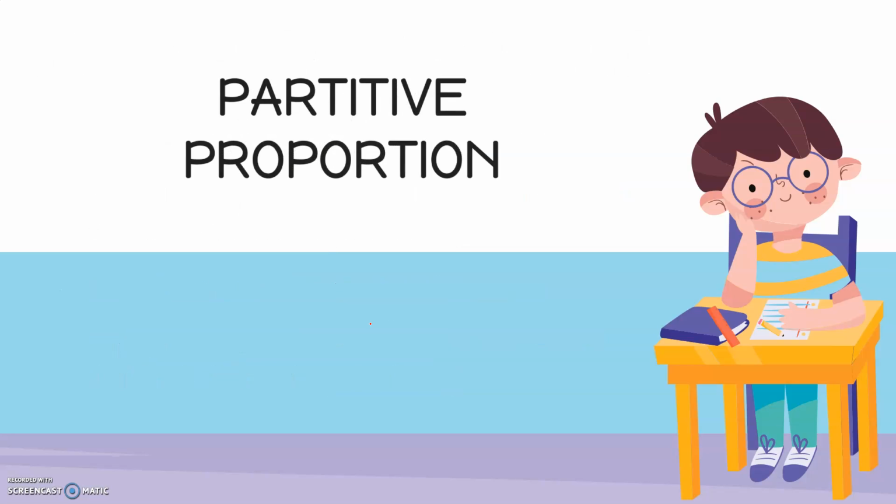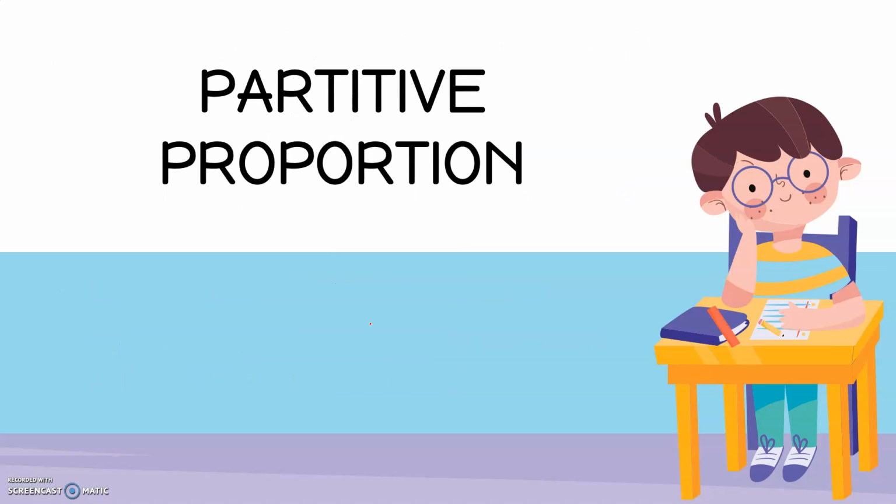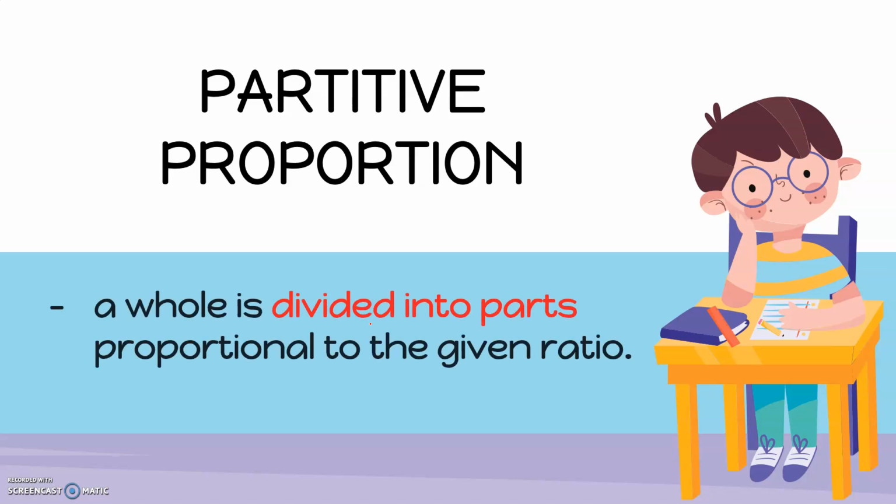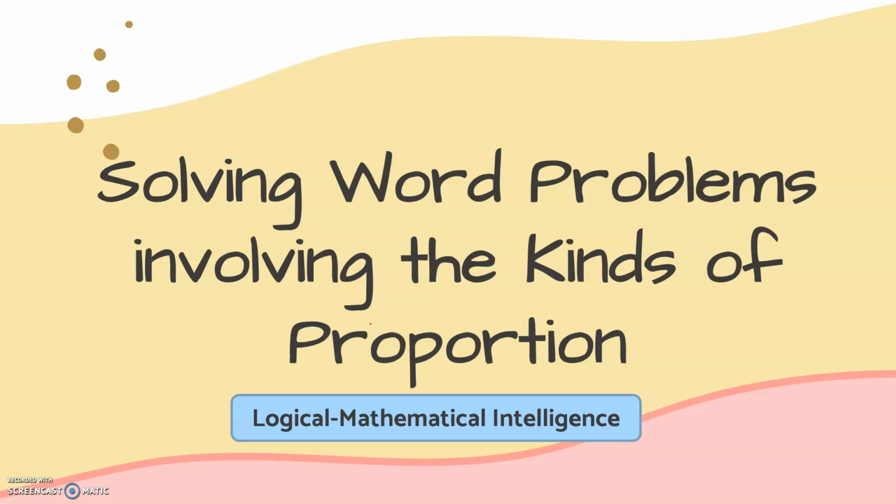And the last kind of proportion, which we talked about, is the partitive proportion. It is when a whole is divided into parts proportional to the given ratio. Now let's have some examples of word problems involving different kinds of proportion.